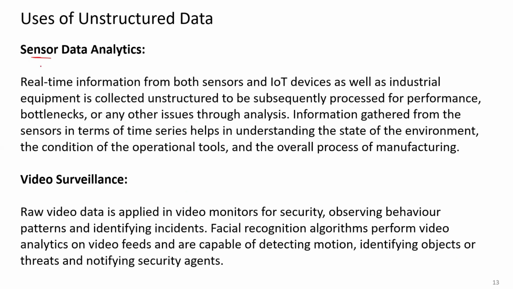Now, another use of unstructured data is sensor data, where we can use real-time information from sensors or IoT devices. IoT devices are very common nowadays and produce a lot of data, and so does industrial equipment. Some manufacturing plants, some industrial plants, have equipment that also produces a lot of data, and this data is really important for the business nowadays. Subsequently, it is processed for performance bottlenecks.